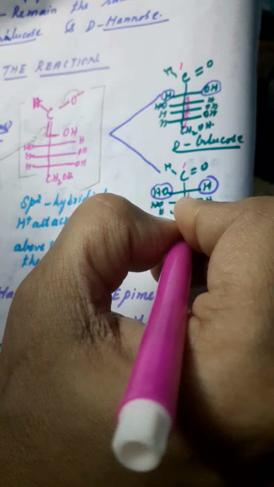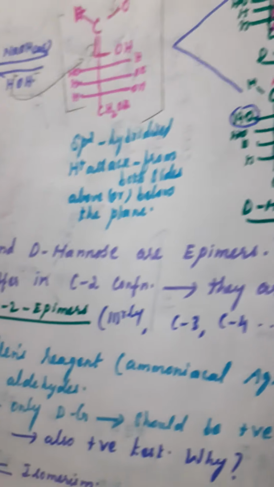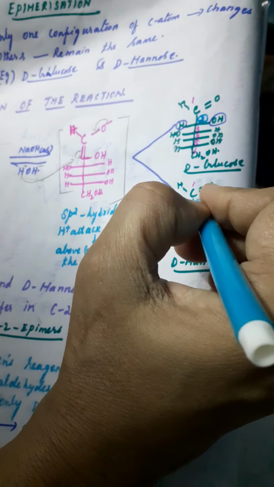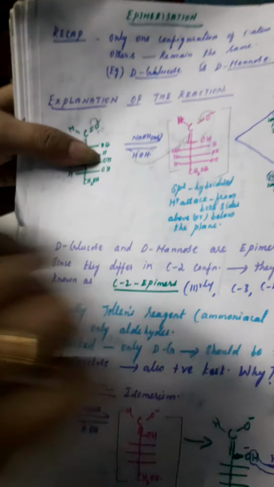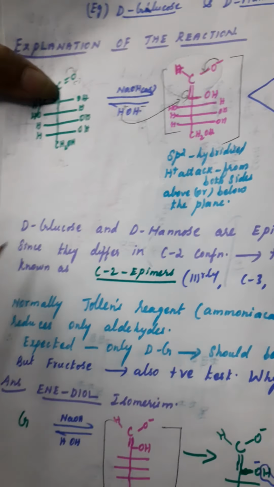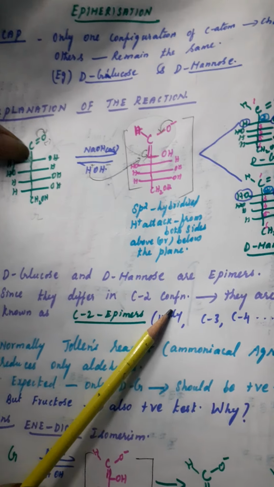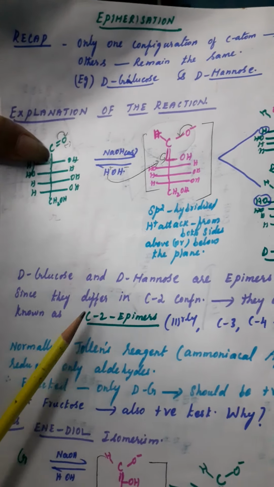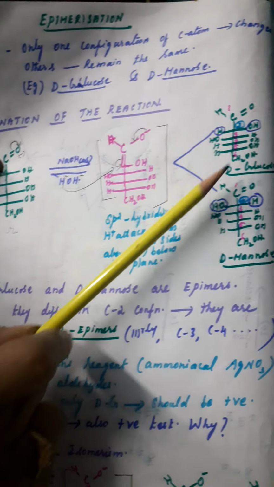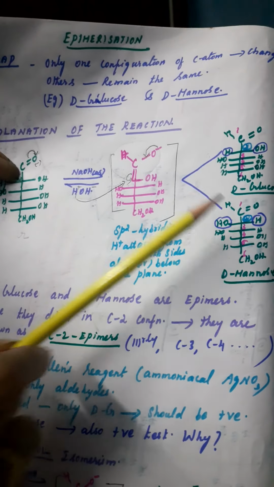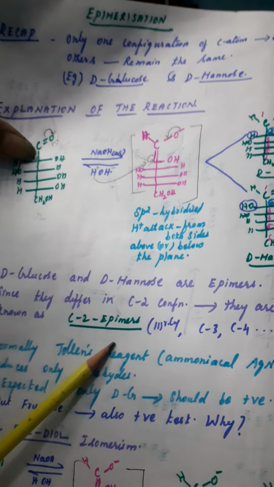So, where is the difference here? The difference occurs only with the second carbon atom. The second carbon atom alone shows the difference. Therefore, they are epimers. So, D-glucose and D-mannose are epimers. Since they differ in C2 configuration, they are known as C2 epimers. They differ in C2 configuration. As a result, they are called C2 epimers.